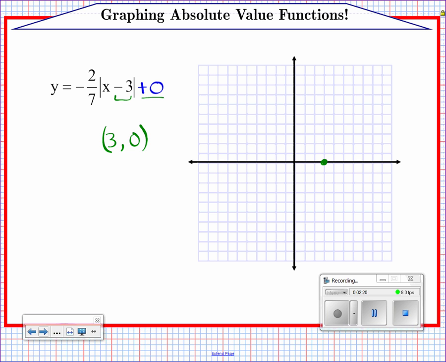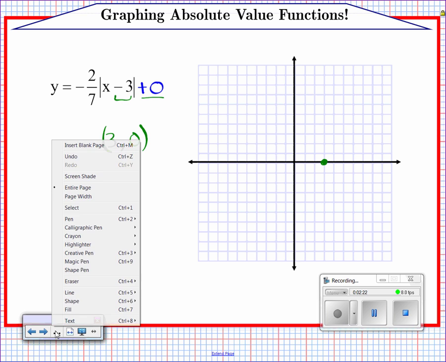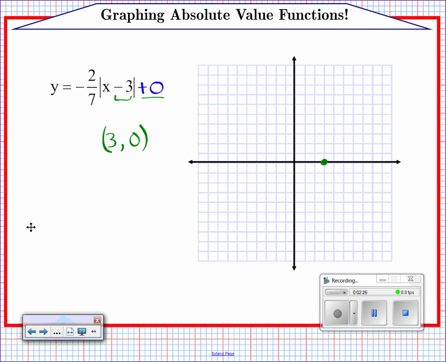3, 0, vertex placed. I'm going to draw in the axis of symmetry so that I remember to make my mirror points. And then I'm going to find my next point by going down 2, right 7. So from the vertex, I'm going to go down 2, right 1, 2, 3, 4, 5, 6, 7. And there's my next point.